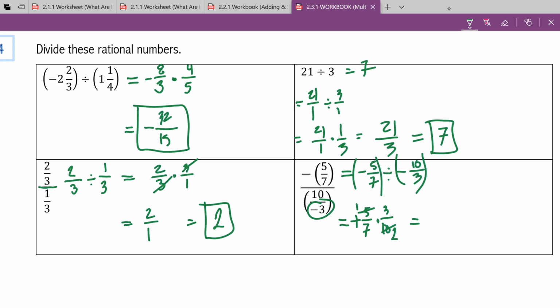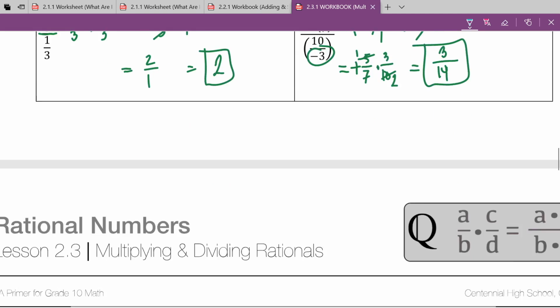1 times 3 is 3 on the top. 2 times 7 is 14 on the bottom. 3/14.